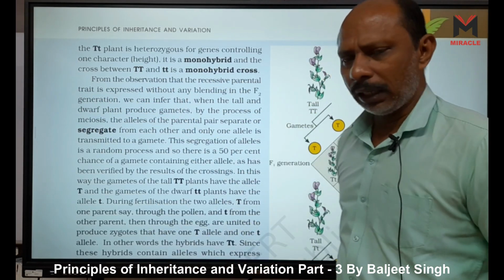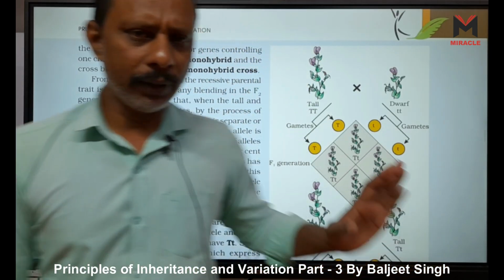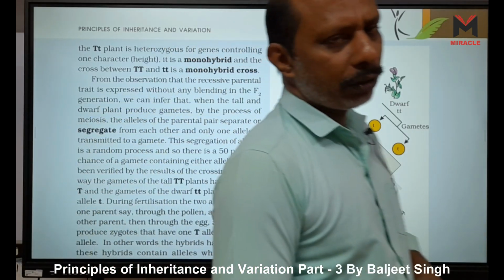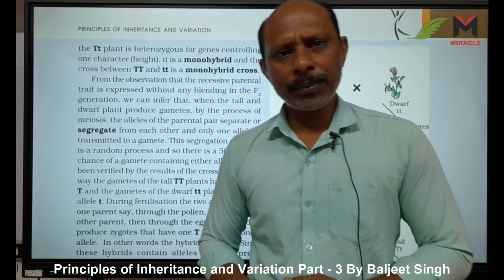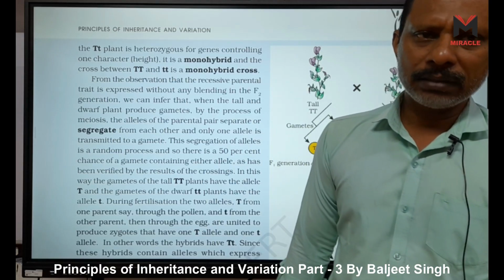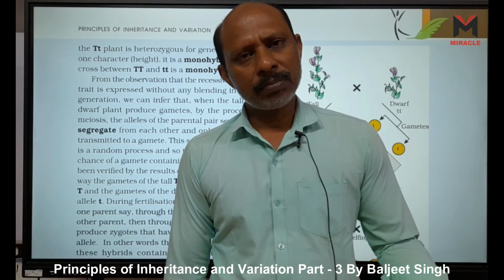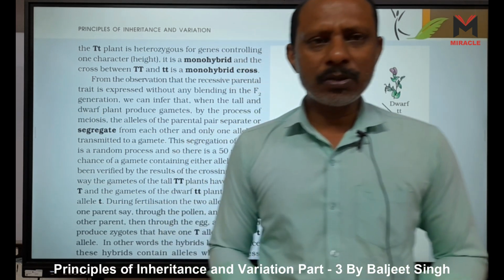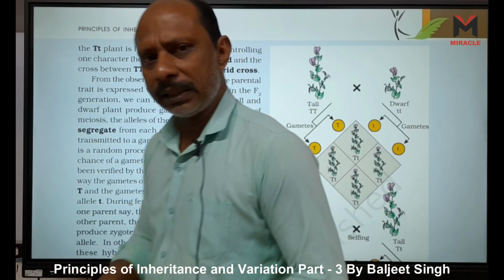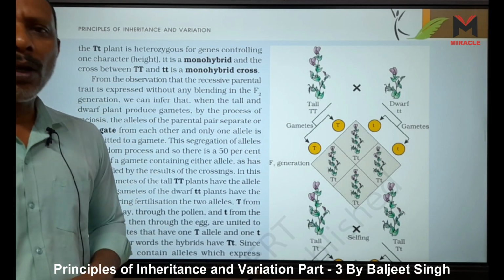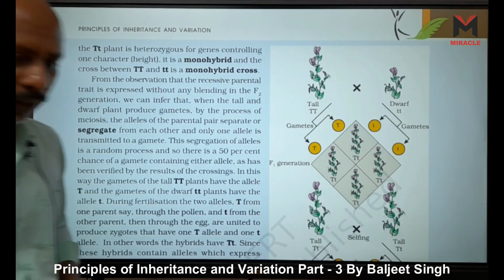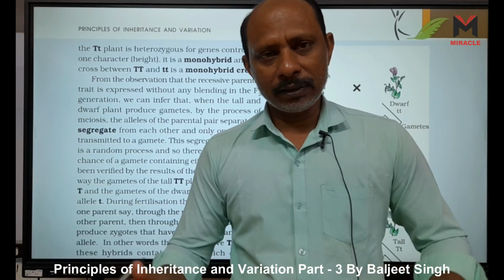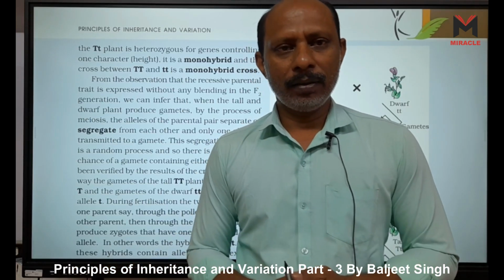In the F2 generation, we already discussed this yesterday, and I told you what we get in the F2 generation. In the F2 generation, we get one pure capital T, two hybrid capital T, small t, and one pure dwarf small t. No blending is there, without blending. That's why the F2 generation proves the law of purity of gametes. First thing is there, because there is no blending, they segregate purely in their pure form.